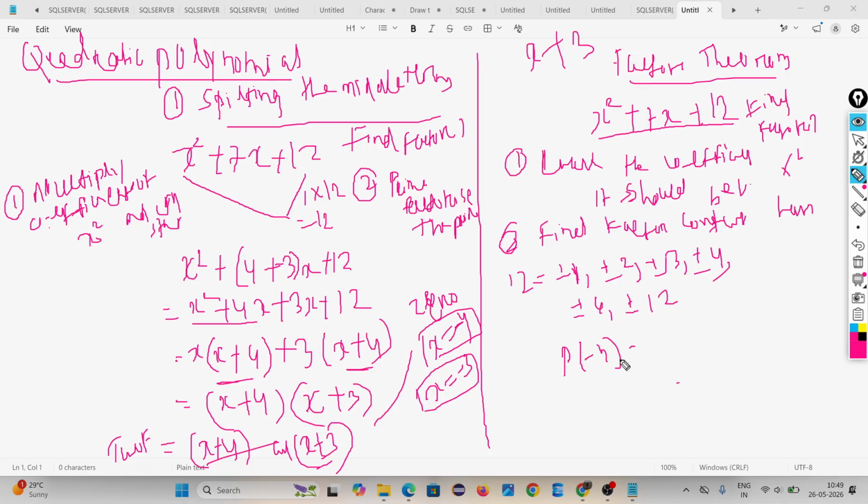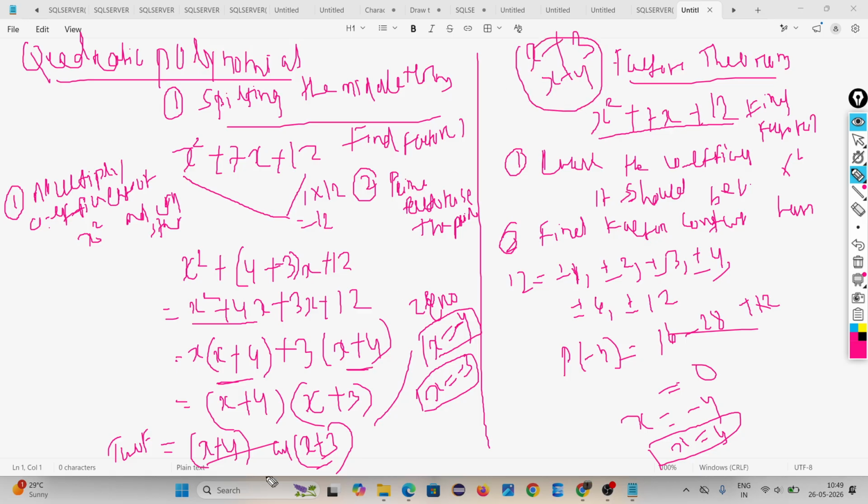x minus 4: now, minus 4 square 16, 28 plus 12. Yes, here also I'm getting 0. Then x equal to minus 4. Look, in both the cases I am getting x plus 4, x plus 3. In splitting the middle term, my two factors are x plus 4, x plus 3. In factor theorem also, x plus 3, x plus 4.